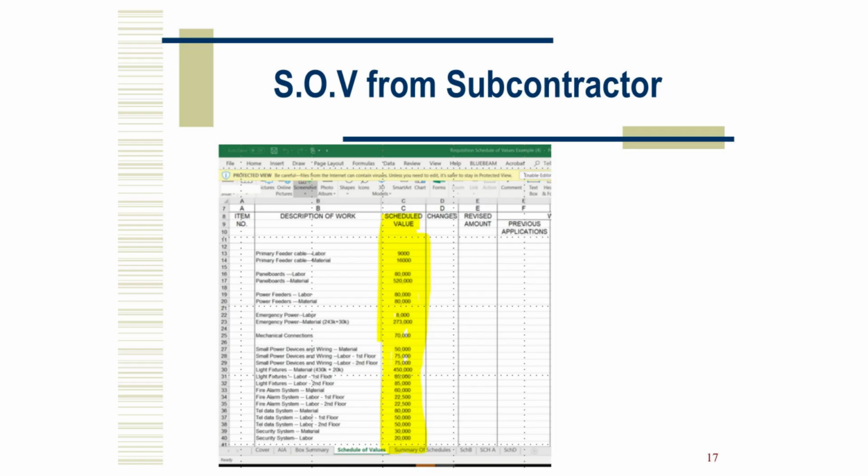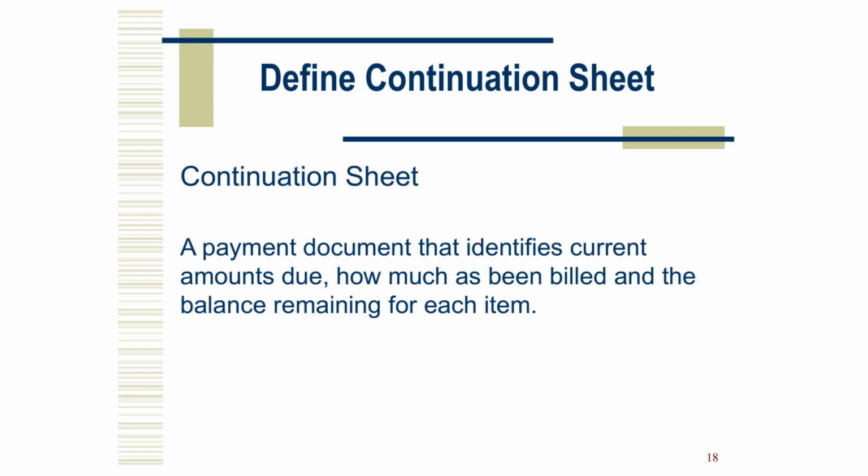These numbers become the foundation for billing. Each month, progress is tracked as a percentage of these scheduled values, showing how much work has been completed and how much remains. Together, they form the baseline for the continuation sheet, which records payment to date and remaining balance for every line item. The continuation sheet shows the story of each line: current amount due, previously billed, total billed to date, balance to finish. This is where math meets progress.